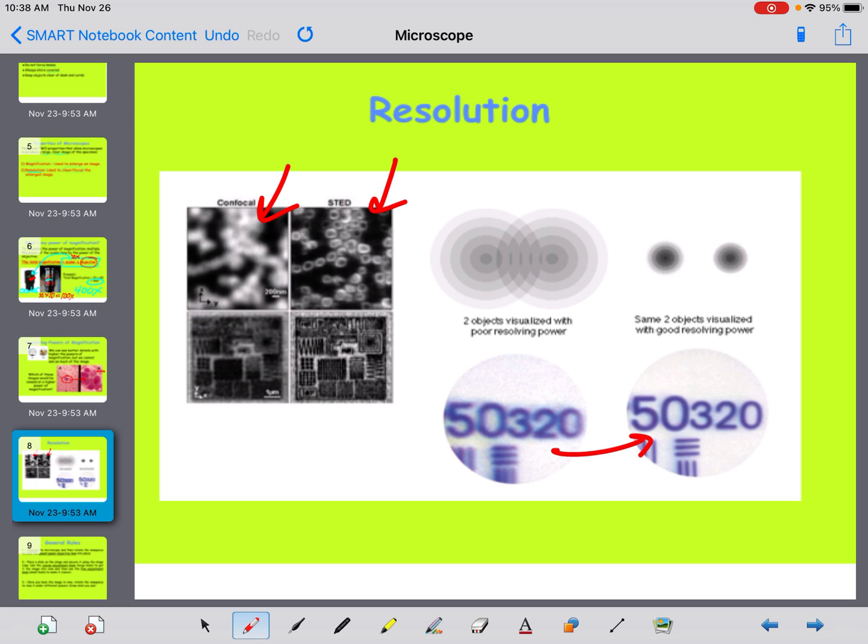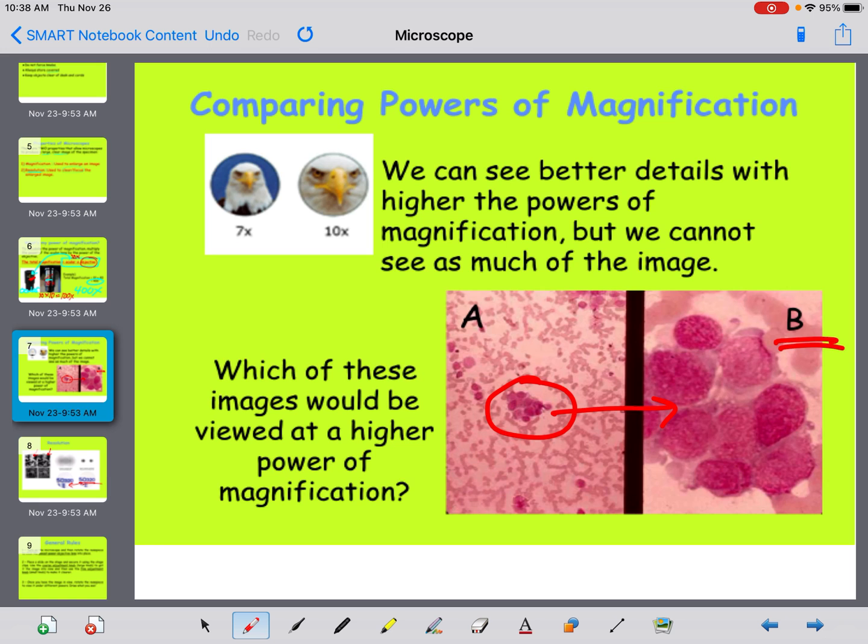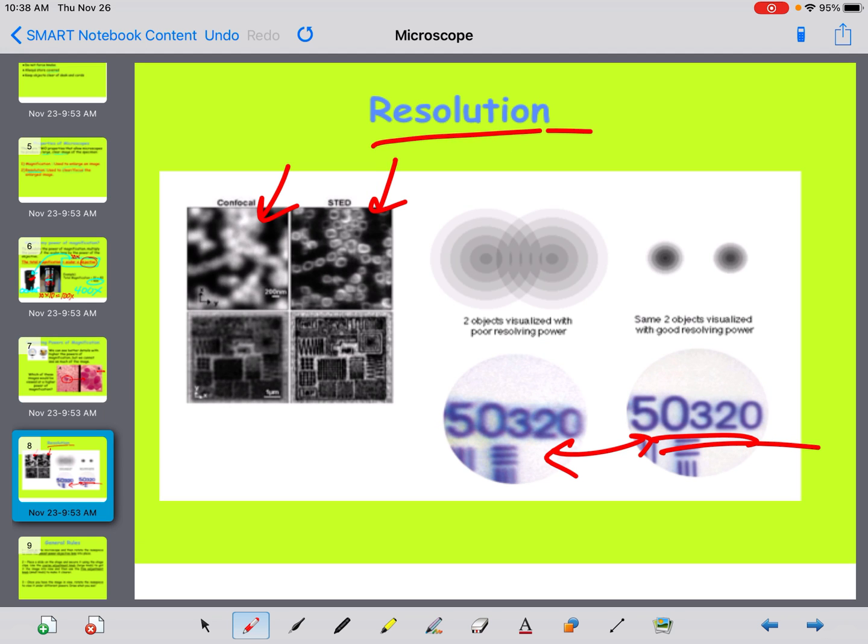And here's another good example. Obviously, the best type of image is to have a very magnified image. So we want to have this magnification, but we want to make sure that it has high resolution. The best type of image is high magnification and high resolution.